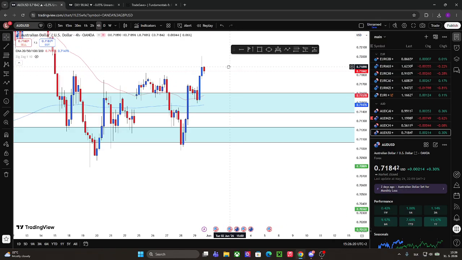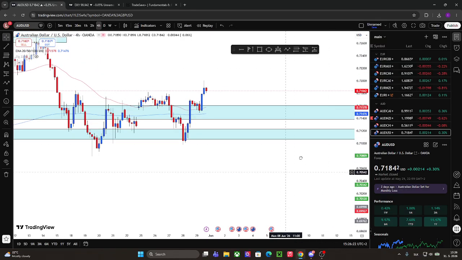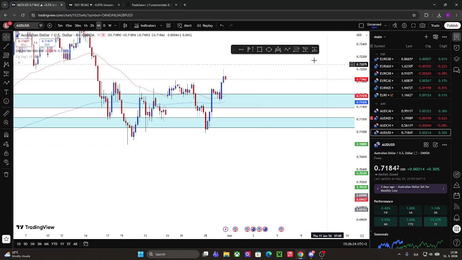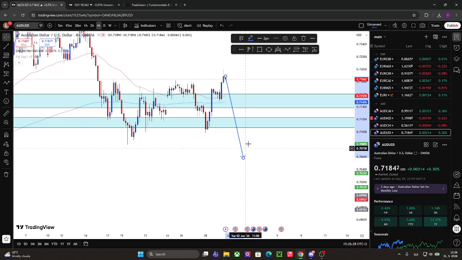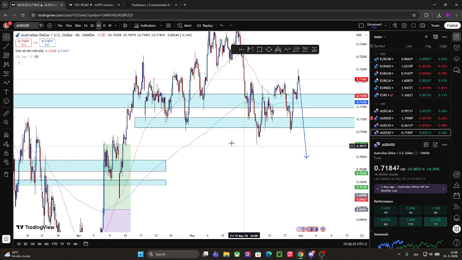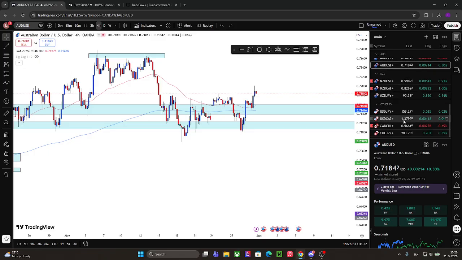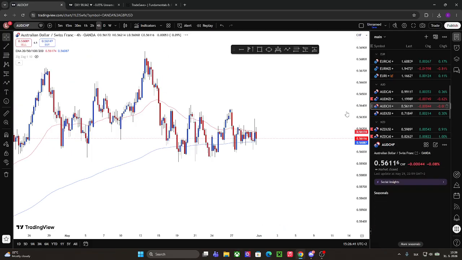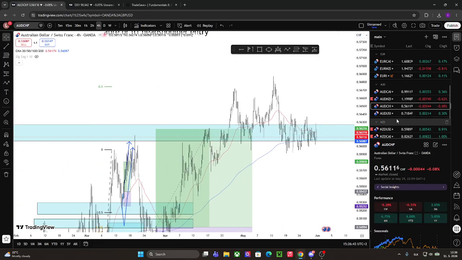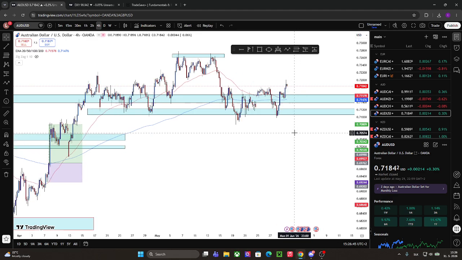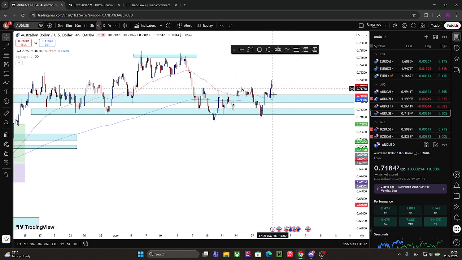If you were to sell right now, you could put the stop loss at that high, but it'd be an insanely wide stop loss. I would personally wait for next week for it to break below these lows and then look to retrace and sell. I'm not really looking to trade these right now. I want to see those prices go a little higher and then sell off.